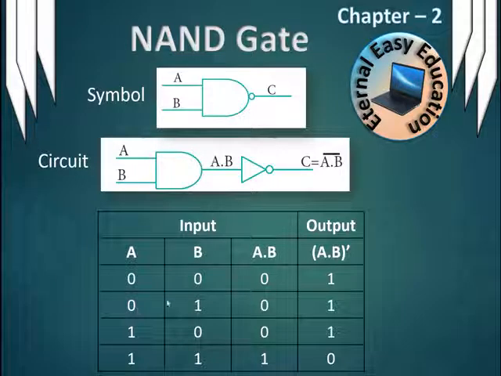Here 0, 1, true, false. The result is false, so the net result is true. Here true, here false, so AND is false but NAND is true. Here both the conditions are true, so the result of AND is true but the result of NAND is false. It is very easy to calculate the truth table if you are very clear with the AND gate.